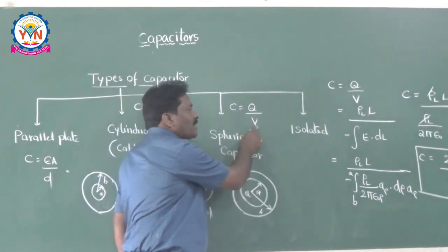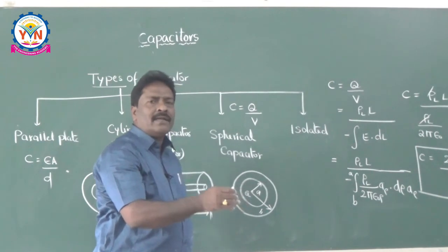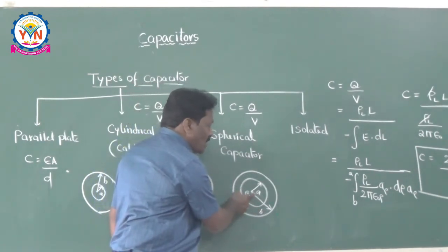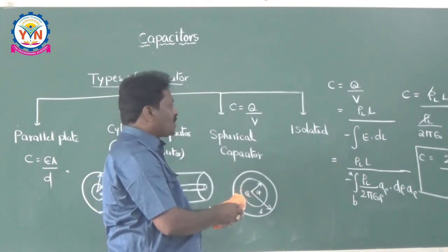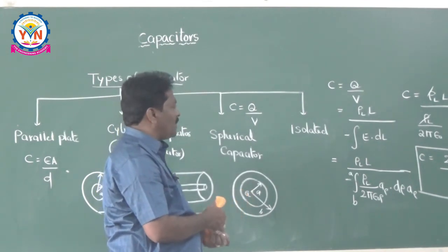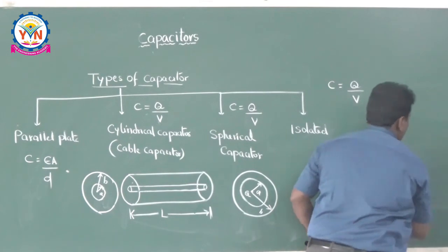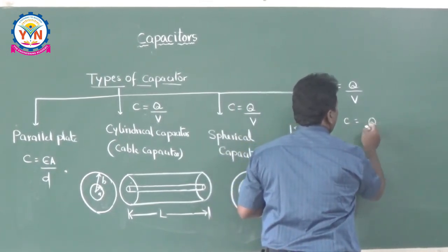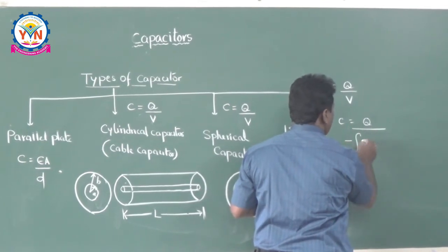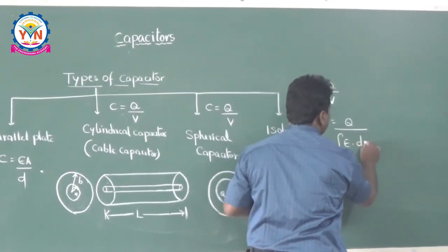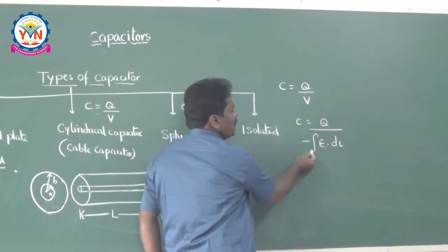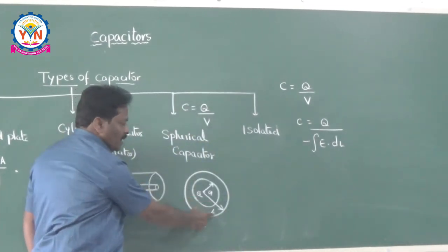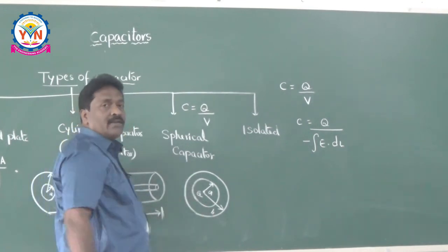And V means once again you have to use minus integral E dot dl, and you have to integrate it from B to A, outer to inner. So once again, you change this so that you can get the formula here. C is equal to charge enclosed, Q, divided by potential, minus integral E dot dl. The integration should be carried from the initial value to the final value. Initial value is B, final value is A.